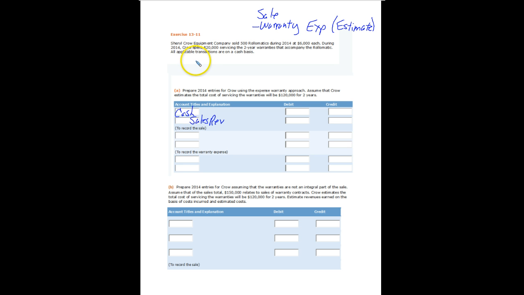And that was for 500. So 500 of these sold at $6,000 each. It's going to be $3 million. So let's record $3 million. Then she's also spent at that time $20,000 on the warranties. So here's the cash payment. Let's go ahead and record the cash payment. We're going to debit warranty expense, and cash will go out for that $20,000.